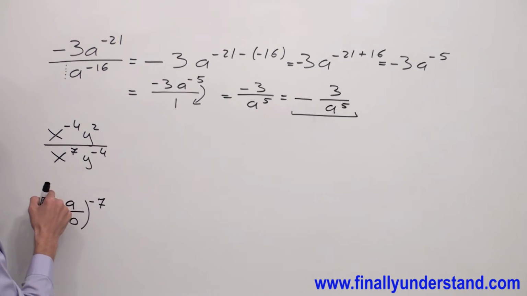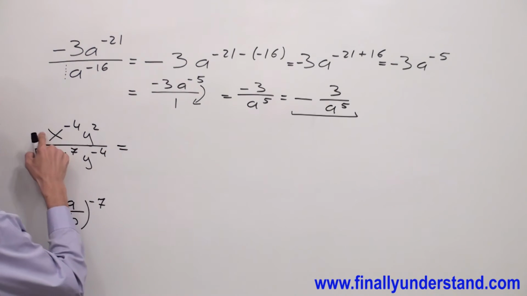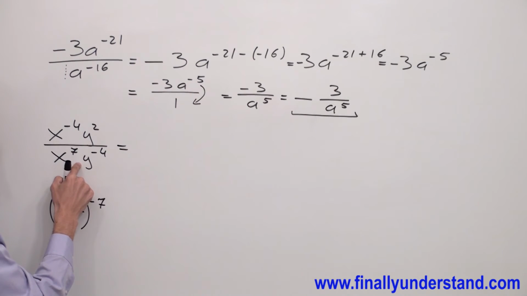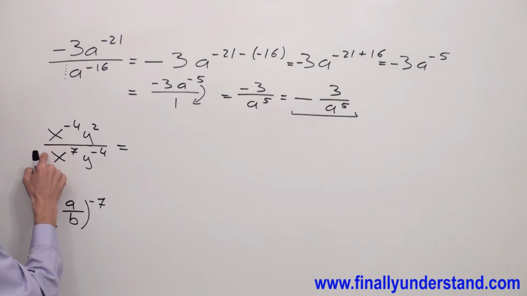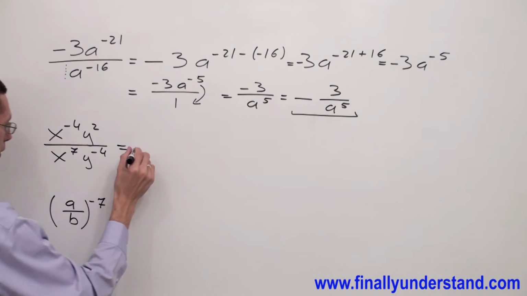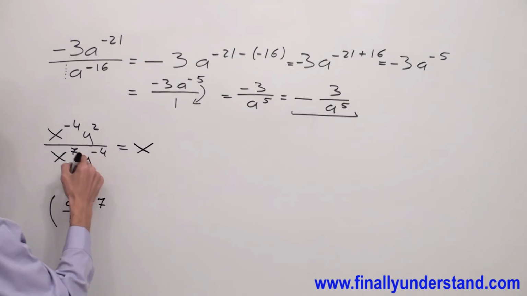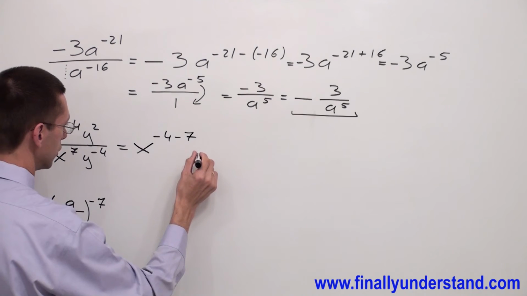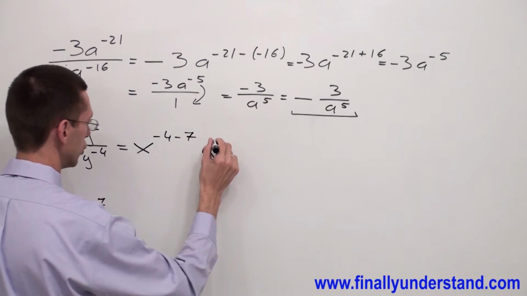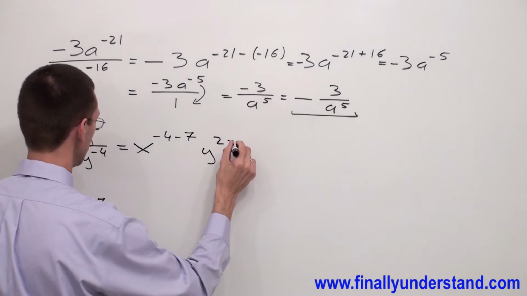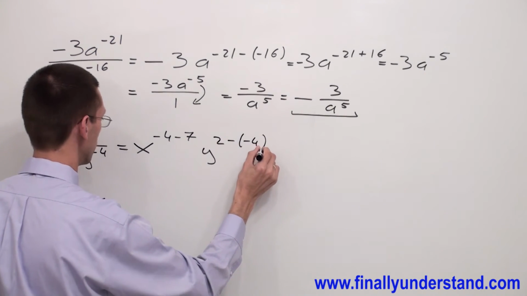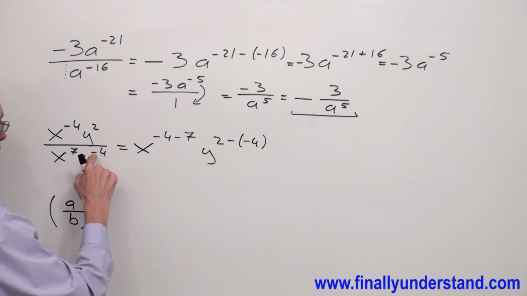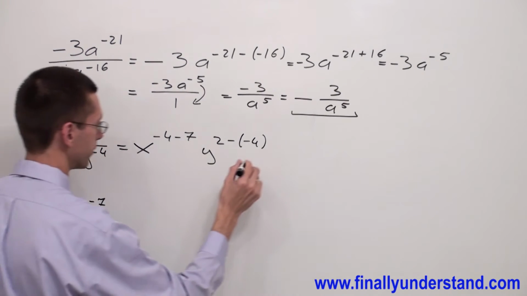Let's take a look at this example. I have x and x, the same base, and I have y and y, the same base. Anytime we divide the same bases, we have to keep the base and subtract the exponents. I'm going to have minus 4 minus 7 for x, and for y, 2 minus, because I have division, negative 4.